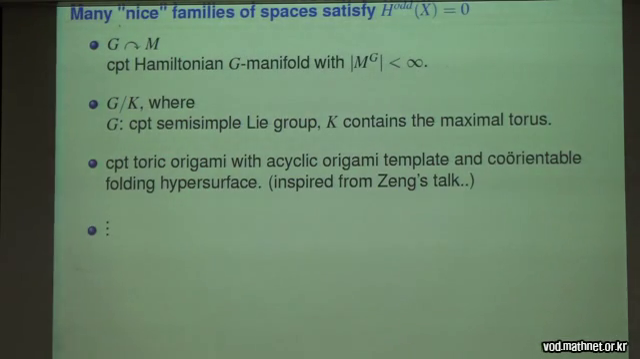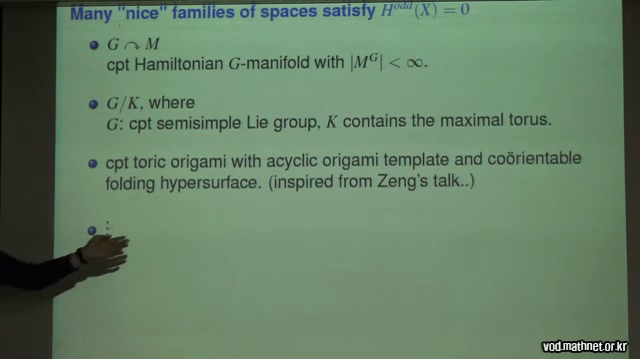There are also many nice families having this kind of property in many areas, like the symplectic category. If the manifold has a Hamiltonian Lie group action with isolated fixed points, then odd degree cohomology vanishes. Also some homogeneous spaces, a semi-simple Lie group quotient by a subgroup containing a maximal torus, give you Schubert cells, which consist of even dimensional cells, so odd degree cohomology vanishes.